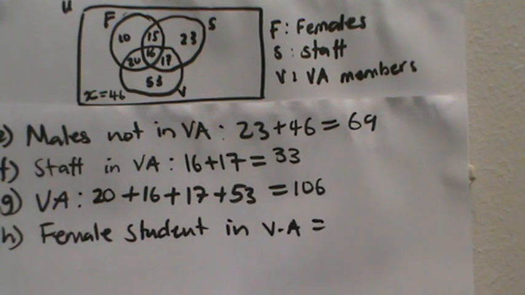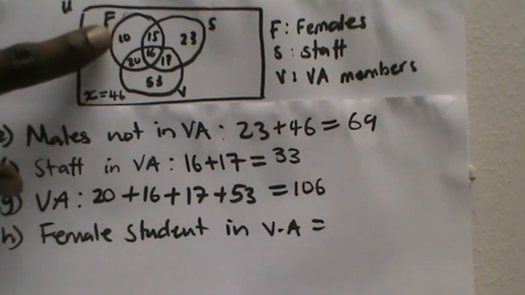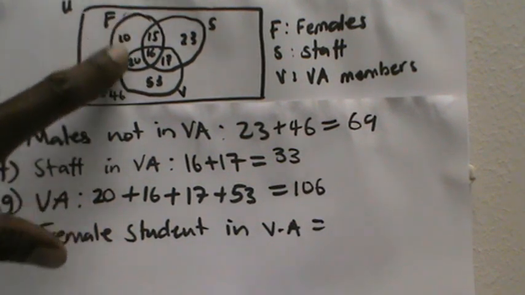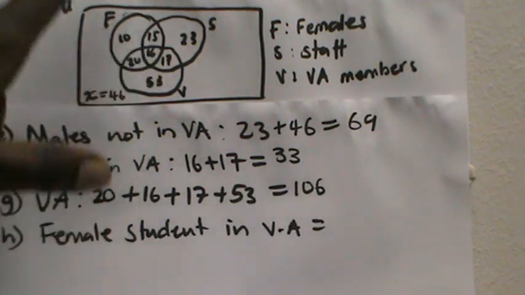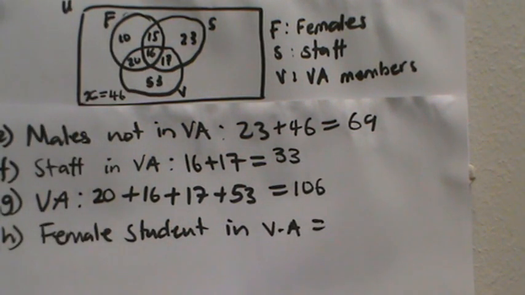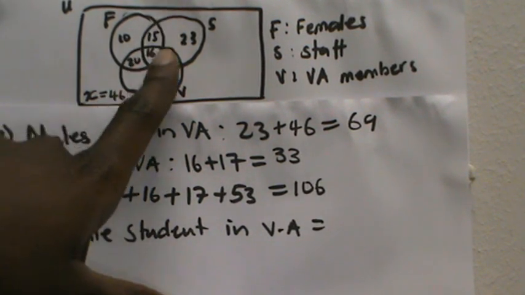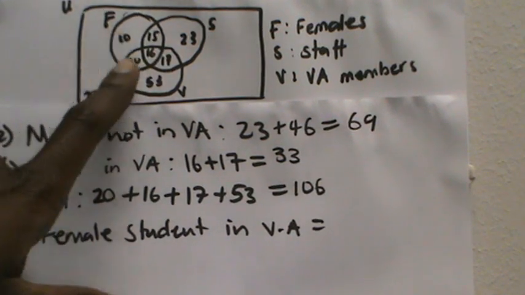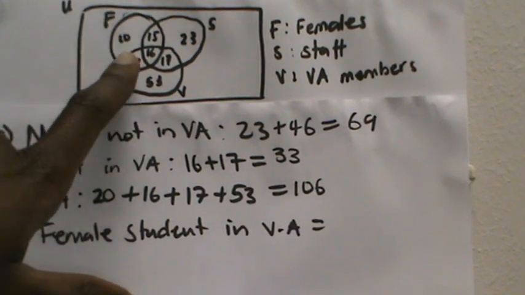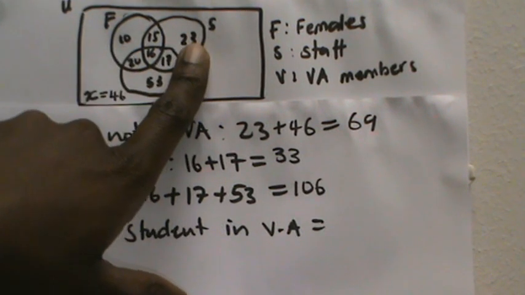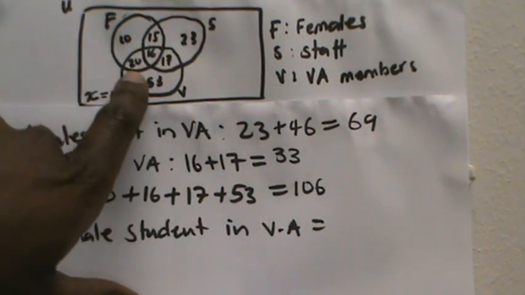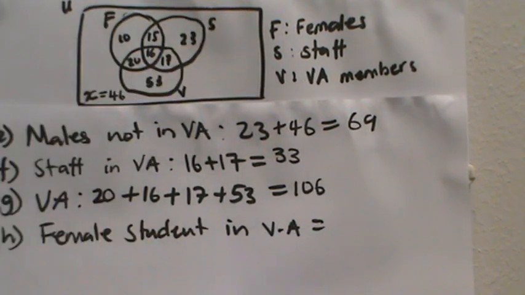Okay, so I want female students. So I will start with females, because they must be female students in Virgin Active. So there are three conditions that they meet: females, students, Virgin Active. So females, there's this one, 10, 15, 20, and 16. Those are all the females. But I want female students, so they must not be staff members. So these are excluded, the 15 and 16. What is left? 10 and 20. These are the female students because they're female, not in staff, so I count them. These are females and not staff members, so they're female students.